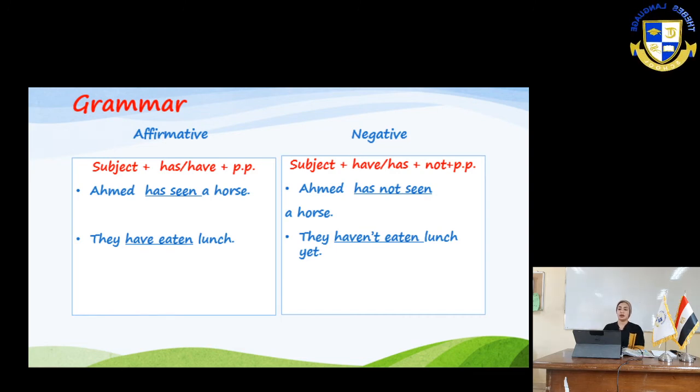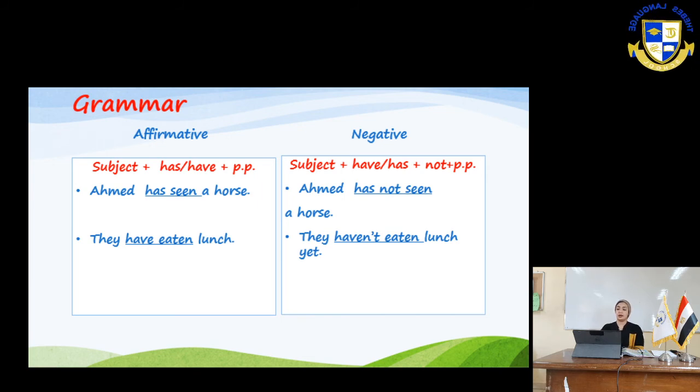And we use here to express present perfect has or have with past participle. For sure, he, she, and it take has. I, we, they, you take have, and the plural form also takes have. Example, Ahmed has seen a horse. They have eaten lunch.